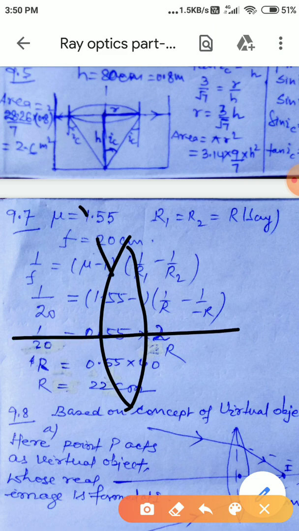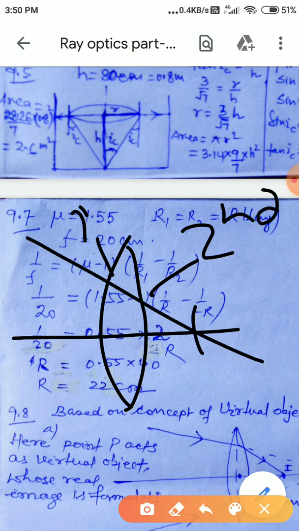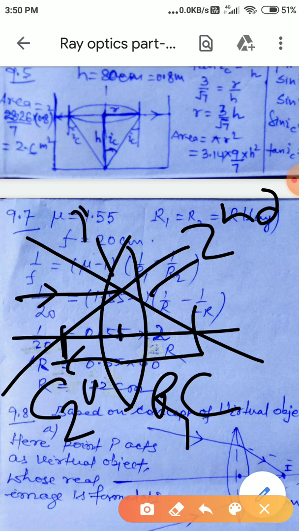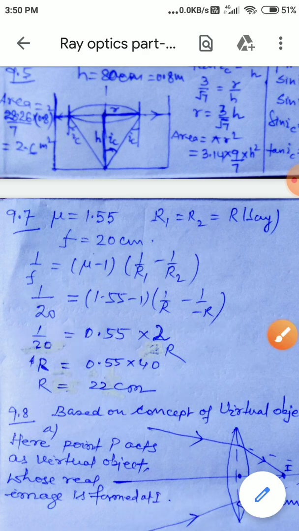this is the first face and this will be your second face. So this is the center of curvature. This is the radius of curvature R1, which is in the direction of the incident ray, and for this face this is the center of curvature. This is the radius of curvature R2, which is opposite to the incident ray, hence it will be taken as negative. So substitute the values in the lens maker formula, and you will get the result R is equal to 22 centimeter.